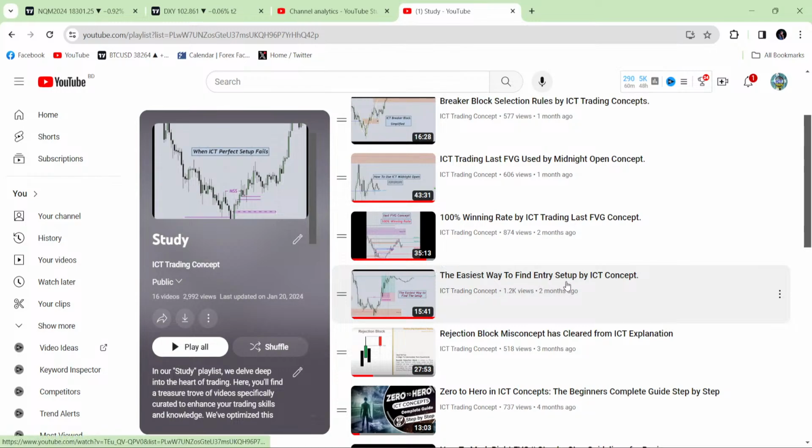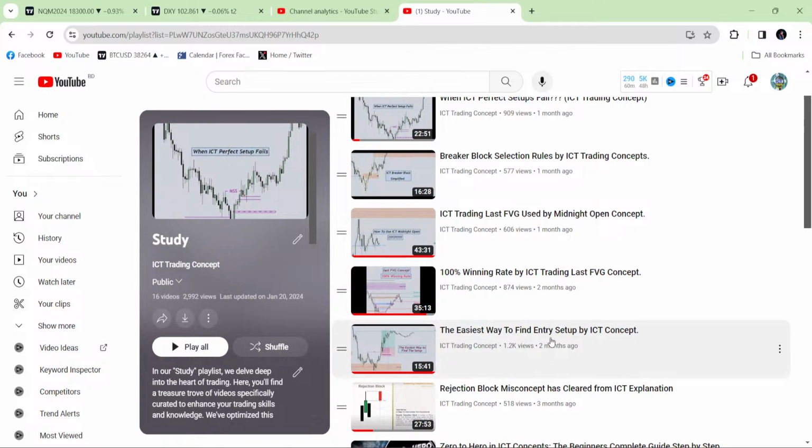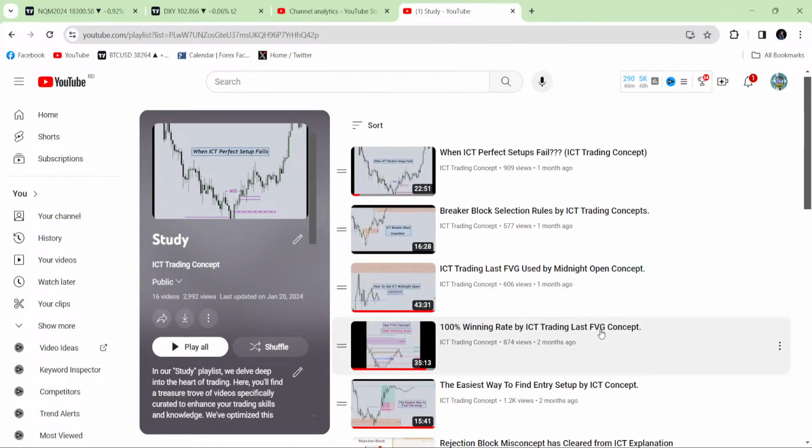The easiest way to find entry setup by ICT concept. You can watch this one. I mean, I don't know if it is going to help you or not. I don't know. 100% winning rate. Last fair value gap concept. This is the last, just 2 months ago. First, I talked about the last fair value gap outside of my live streaming. Okay.